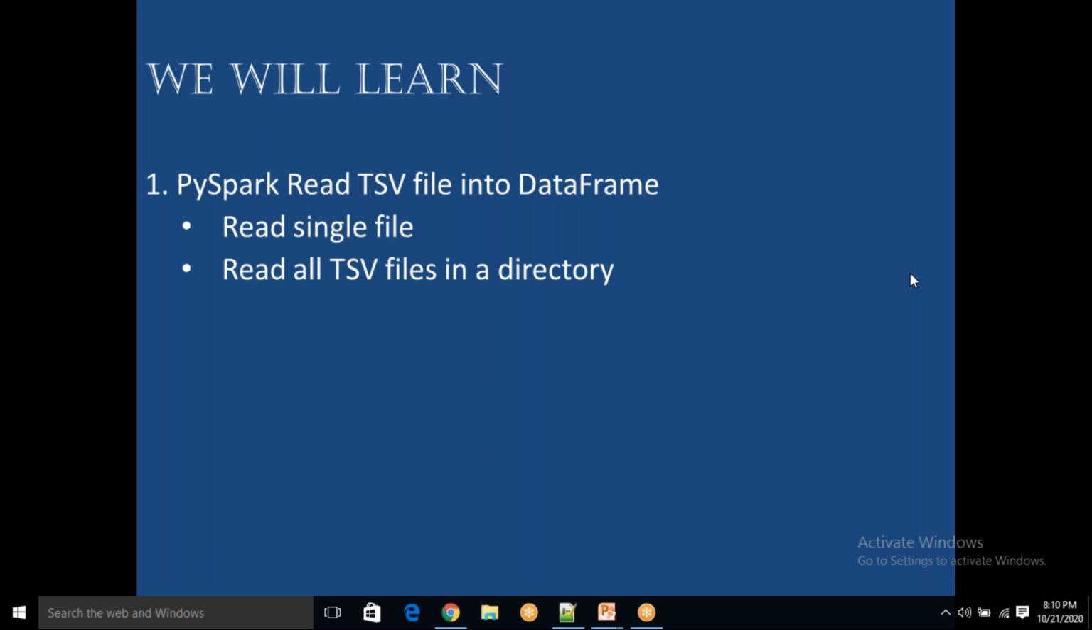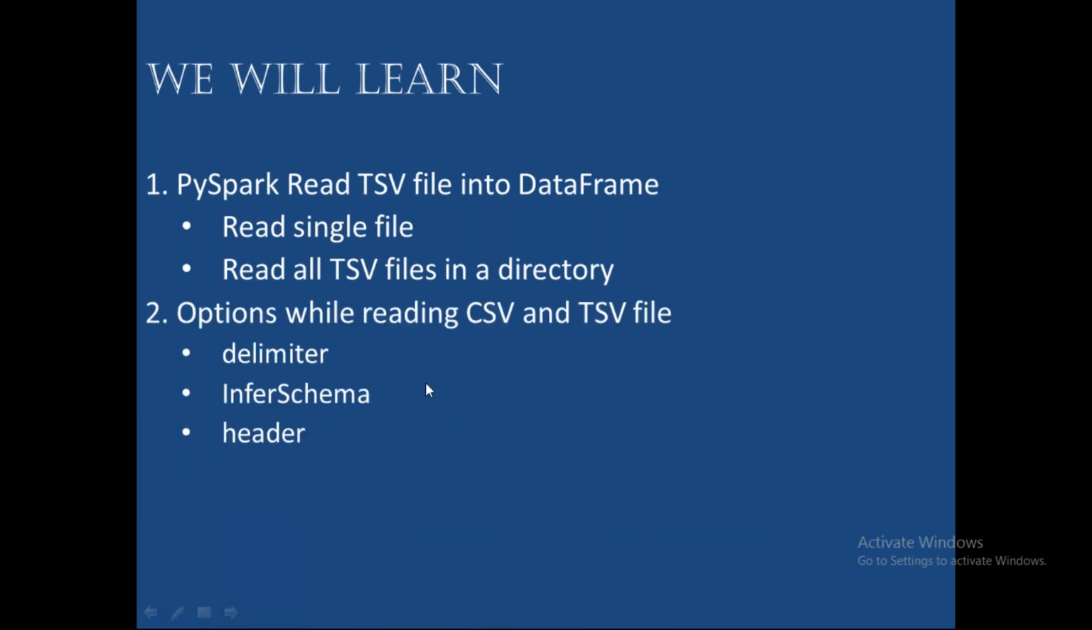Next, this is what we will see. First, we will try to read a single TSV file. Then we will see a directory. A directory is nothing but a folder in which we have multiple files, and I will try to read all these multiple files. Then, options while reading CSV and TSV files. Yesterday we saw delimiter, InferSchema and header for CSV. The same options you need to use when you are reading a TSV file as well.